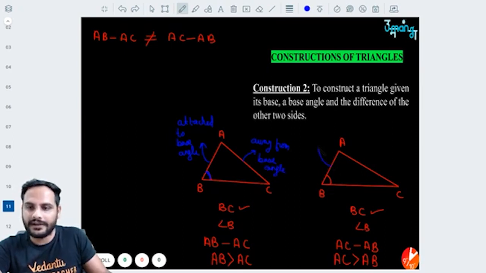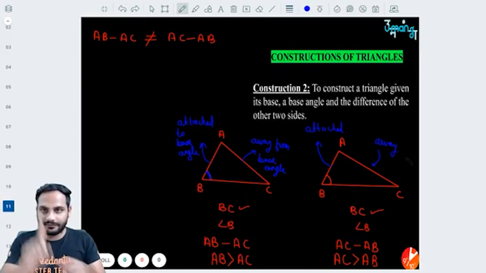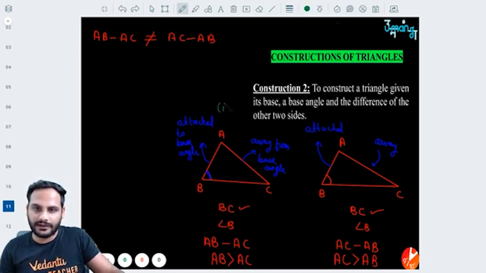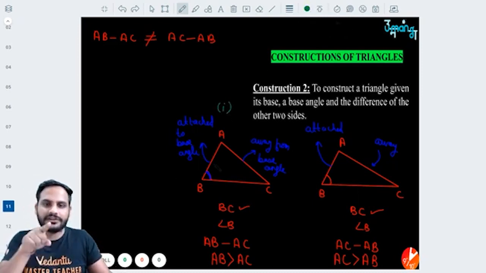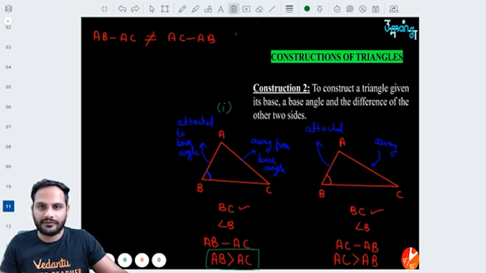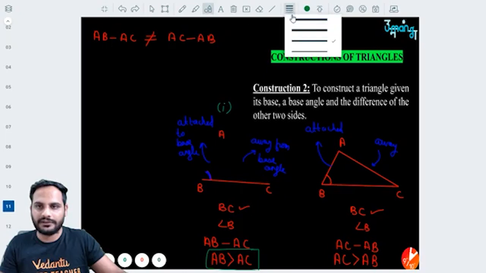Similarly here also, side AB is the side attached to the base angle and side AC is the side which is away from the base angle. So now listen very carefully. In case 1, when the side attached to the base angle is greater than the side which is away from the base angle, although the diagram doesn't look like this, focus on this part. AB greater than AC. Let me change the diagram for your preference, otherwise you may think the diagram is not looking like that.